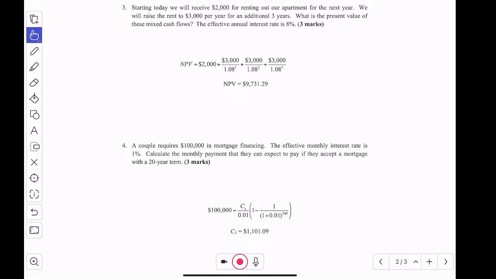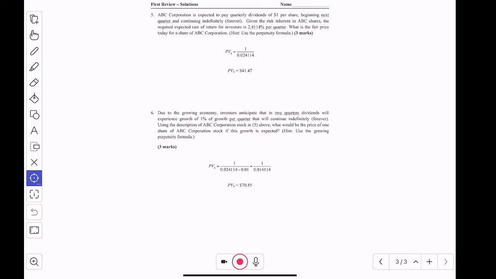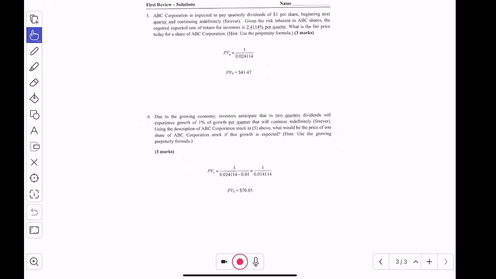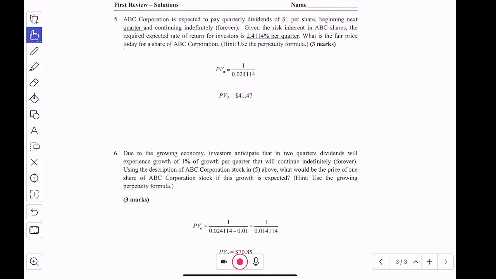In this problem, the mortgage is a loan, right? So that is the present value amount received, and you want to know what the payment is. So it's just an annuity. And then these two are perpetuities, using the idea of dividends for stock.